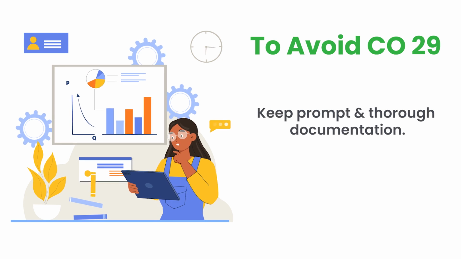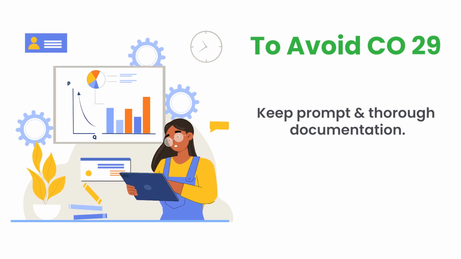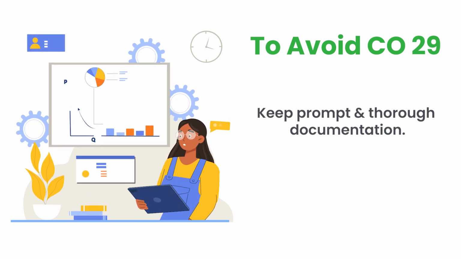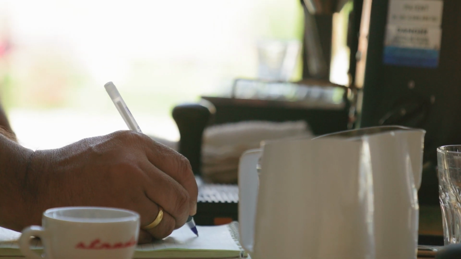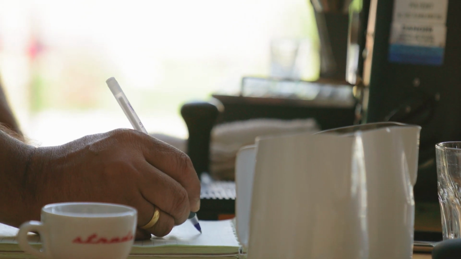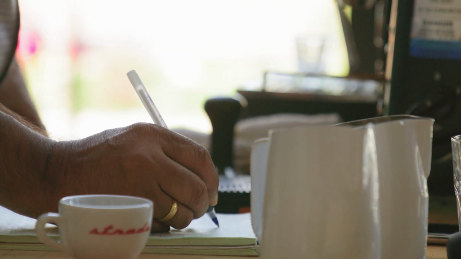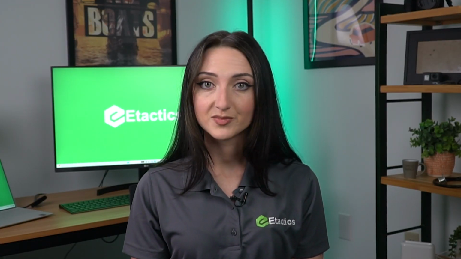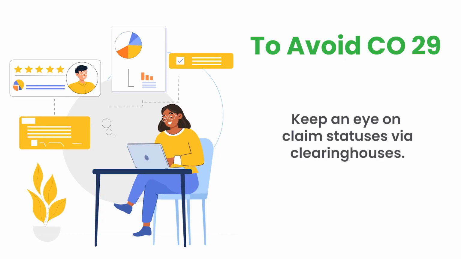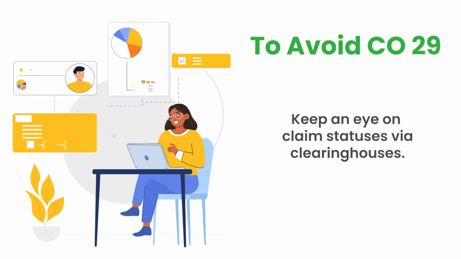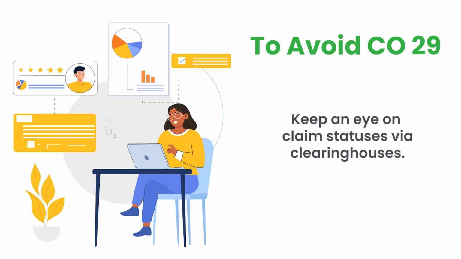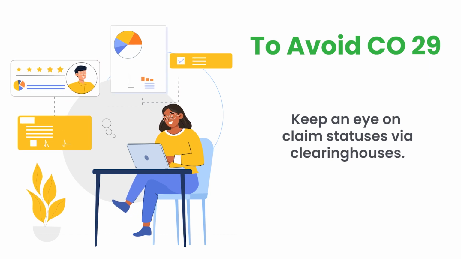Prompt documentation is another important tip to keep in mind while navigating any situation in medical billing. With claim denials such as CO29, this allows you to readily have information at hand to help support any appeal you might need to submit. The last thing you want to do is be scrambling to find proper documentation while handling denials and rejections. Finally, always keep a keen eye on claim statuses. Clearinghouses help you to check the status of your submitted claims, proving once again to be an important tool to have in your billing and coding tool belt.